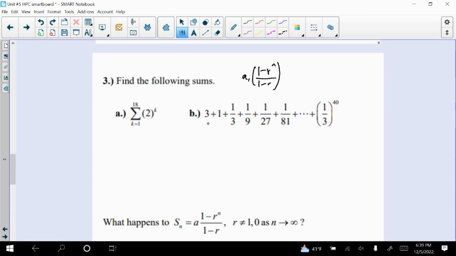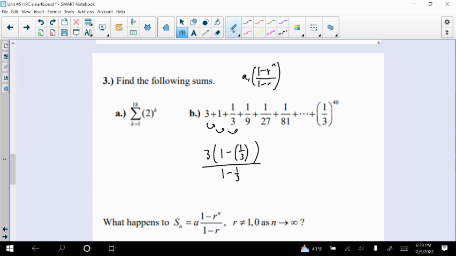So if you take a look, I'm multiplying each of these by 1/3. So that's my common ratio. So I know my common ratio is 1/3. I know my starting term is 3 because that's what I see. So I'm going to have 3 times 1 minus 1/3 to some power. I have to figure out how many I have of these, divided by 1 minus 1/3.